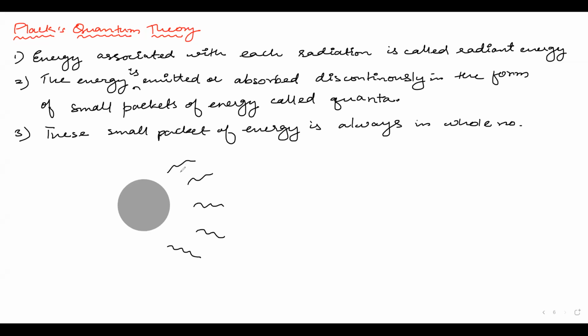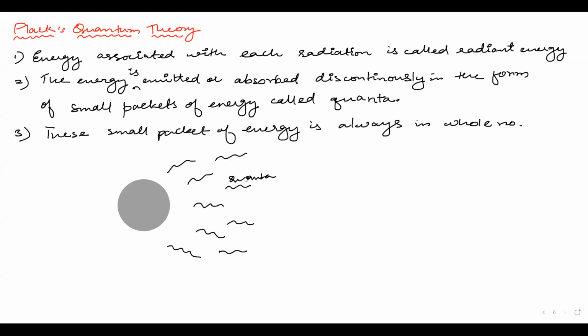It is emitting some kind of electromagnetic radiation, and those electromagnetic radiation, they are having some energy, and these energy are in the form of small packets. So this is one quanta. This is one quanta. That means small packet of energy. Okay, this is discontinuously. It is not emitting like this. Okay, this was his theory.